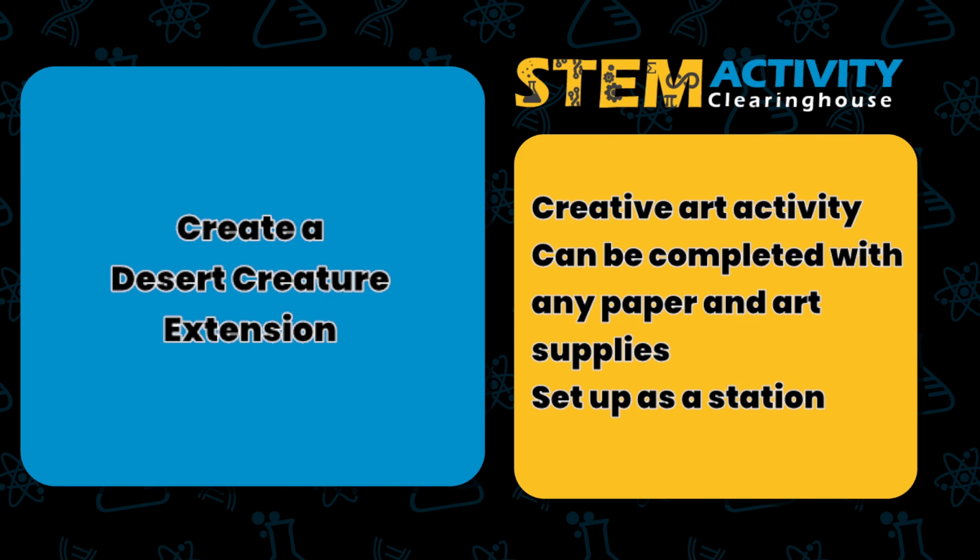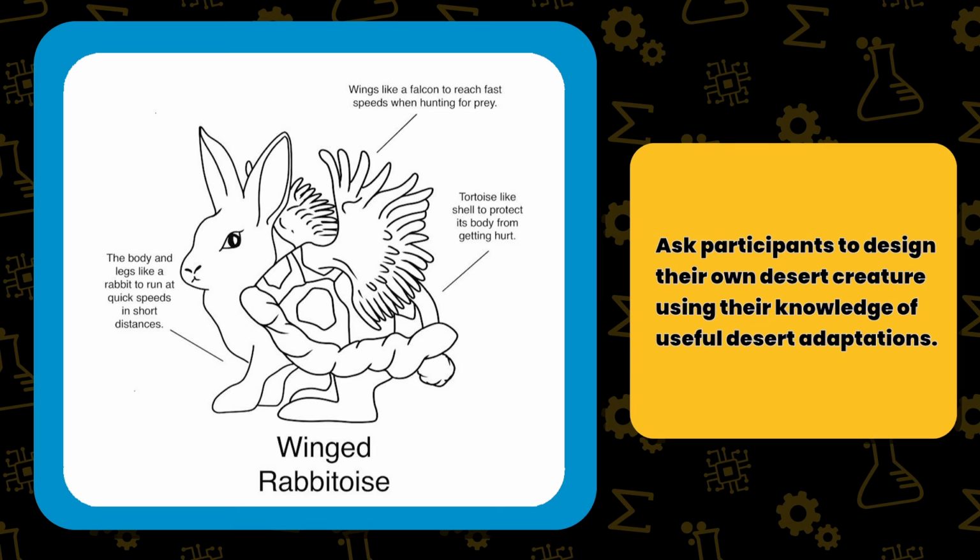The next activity, the Create a Desert Creature extension, is a creative art activity that can be completed with any paper and art supplies, and easily set up as a station by providing the supplies on a table along with some simple instructions to your patrons. This creative art activity extension asks your patrons to design their own desert creature using their knowledge of useful desert adaptations. So this is especially useful after you've covered different activities in the Adaptation A Way of Life activity guide.